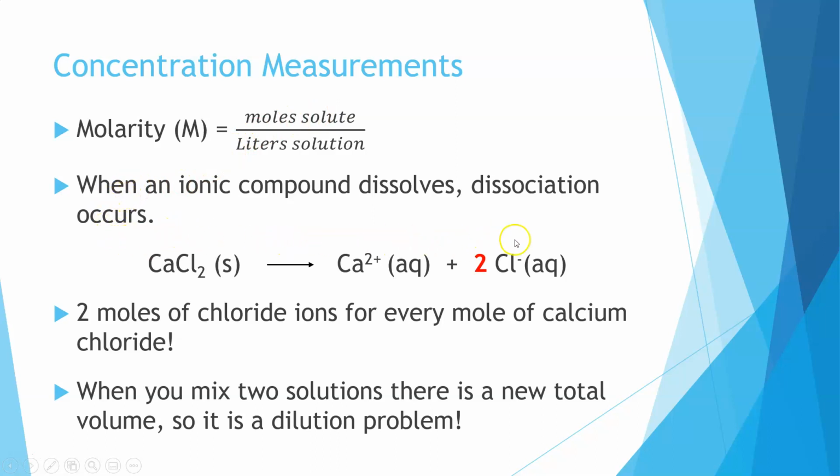So, if you remember, molarity is moles solute per liter solution, and also when an ionic compound dissolves, the dissociation occurs. So if I'm finding the concentration of a particular ion after mixing, I need to take into account dissociation. For example, if I'm mixing calcium chloride, I'm going to get 2 moles of chloride ions for every mole of calcium chloride that I mix.